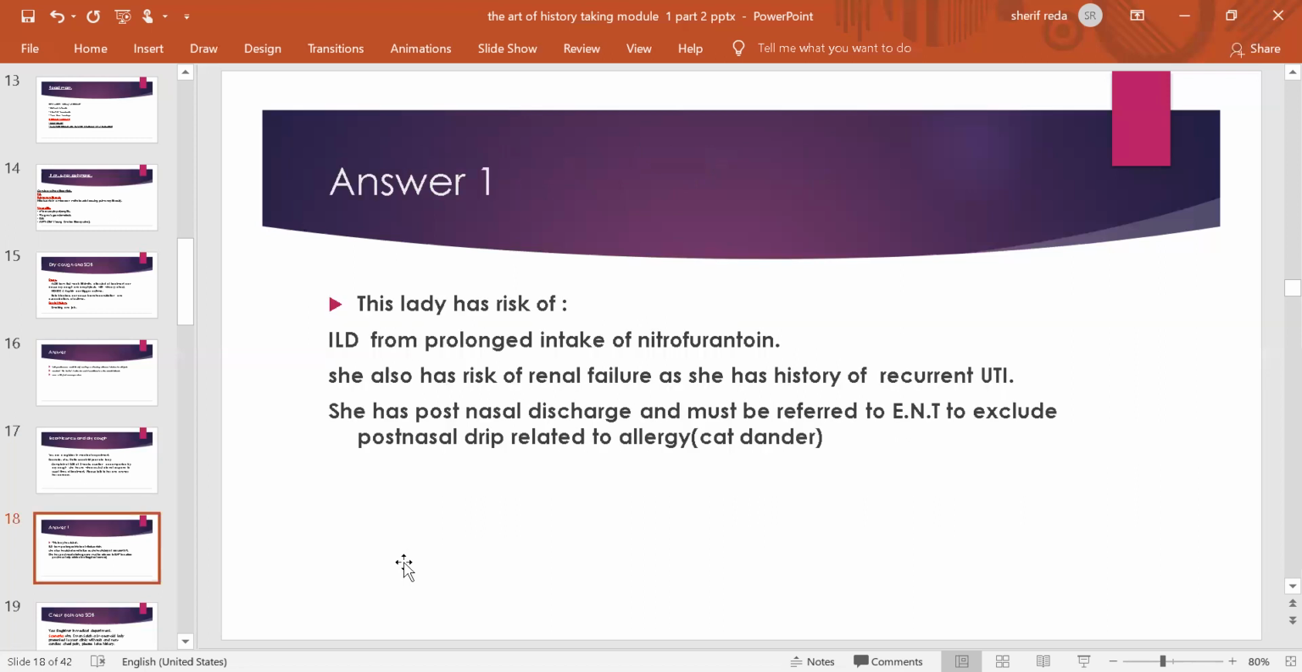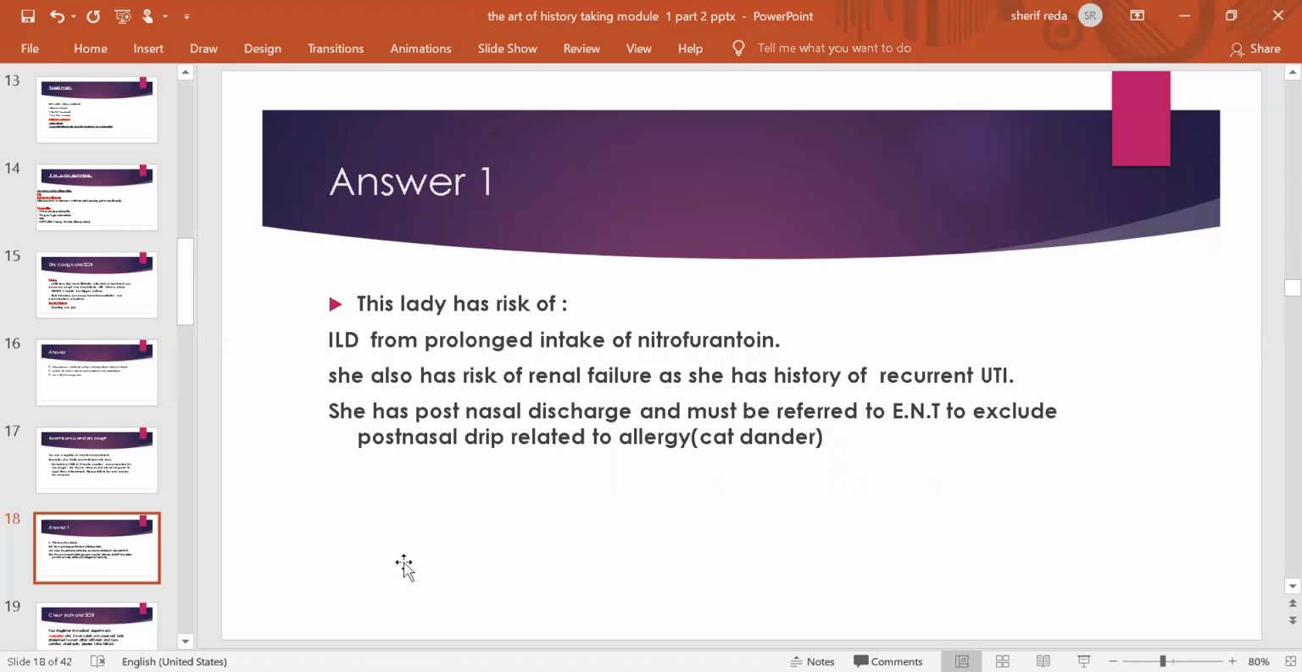So this lady was having interstitial lung disease from prolonged intake of nitrofurantoin. Actually, this was a case of a lady who has a history of recurrent UTI, and she started taking chemoprophylaxis a long time ago. She is taking 1 to 2 tablets of nitrofurantoin per day as chemoprophylaxis to prevent recurrence of the infection.